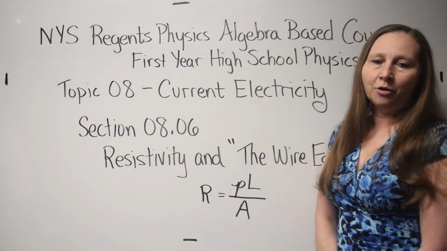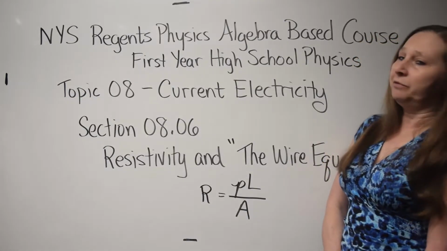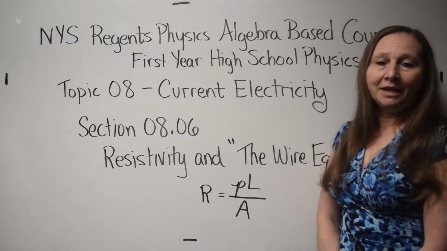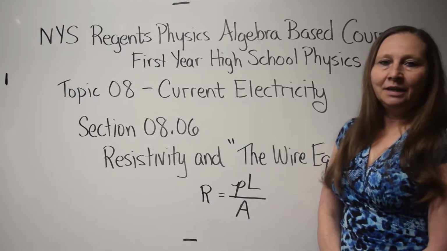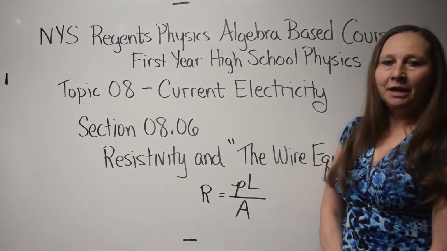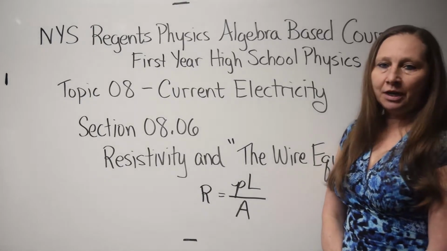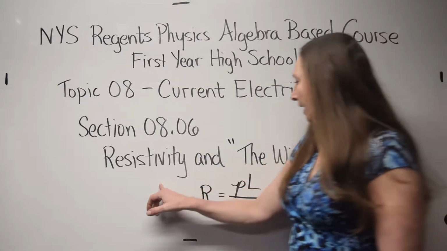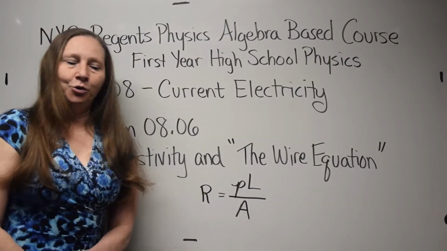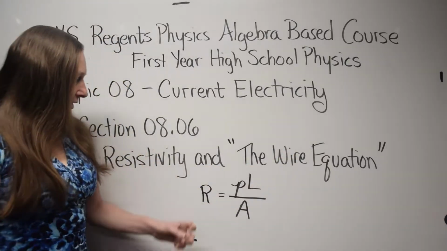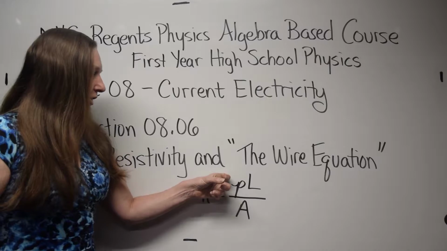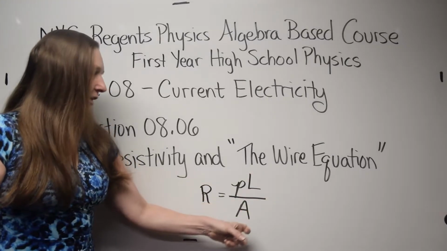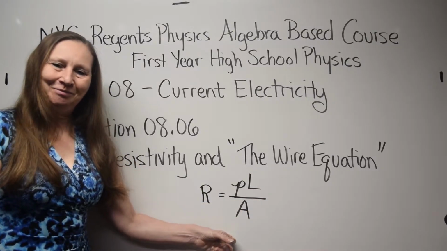This is our next video in the series about the New York State Regents Physics course. This topic is current electricity. This is section 8.6, and in this section I will be discussing resistivity and what I like to call the wire equation. Resistance equals resistivity times length divided by cross-sectional area.